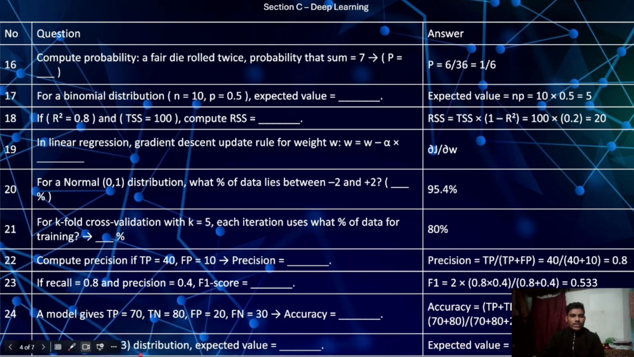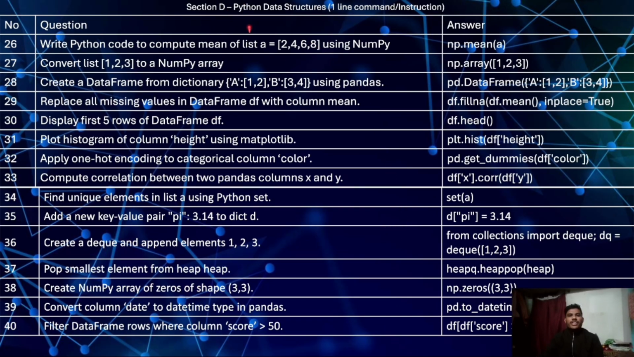Now for a Poisson distribution with lambda equals 3, the expected value equals lambda, which is 3. Now next in section D, Python data structures, one line command instructions. Write Python code to compute the mean of list A equals 2, 4, 6, 8 using numpy. So we have the command np.mean(A).